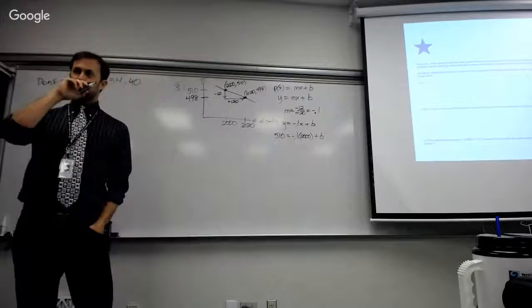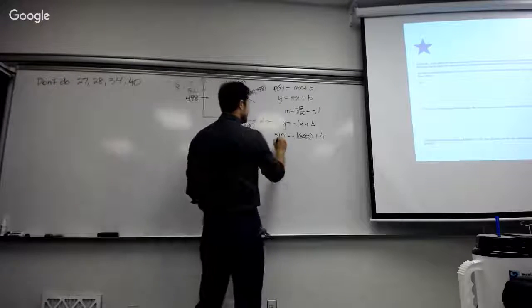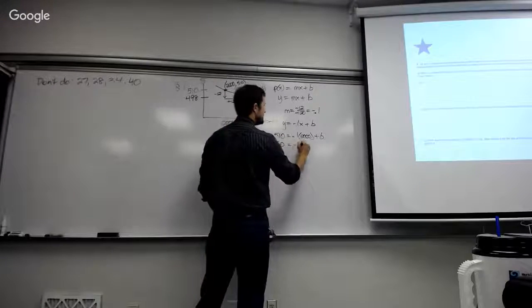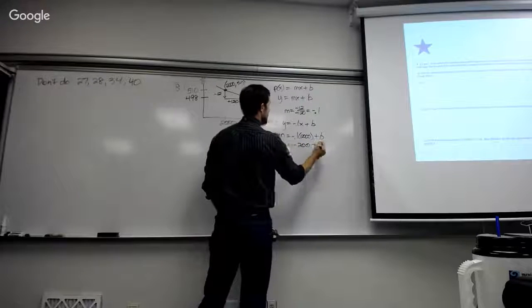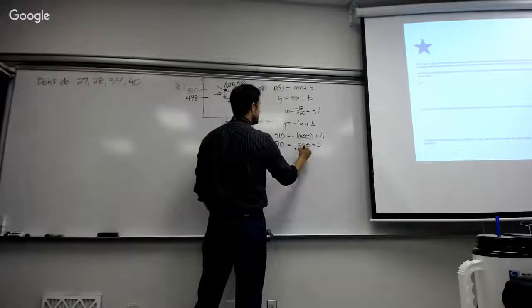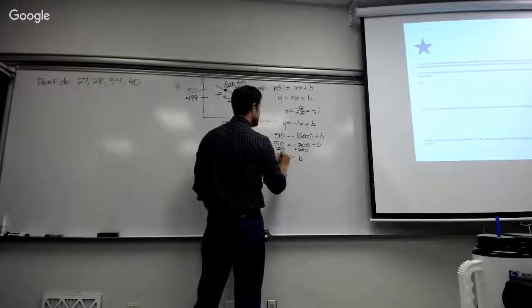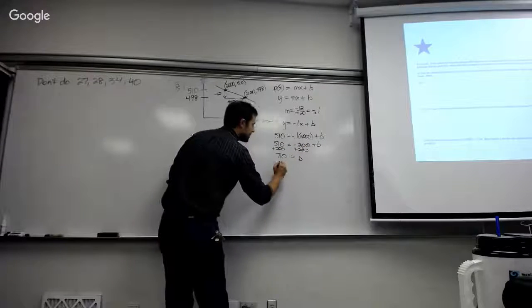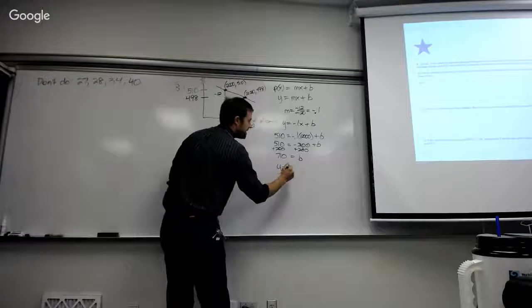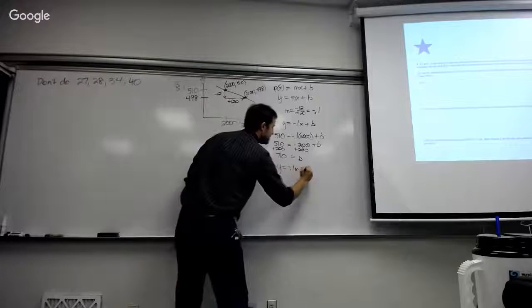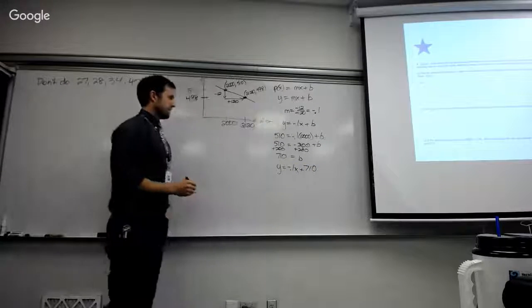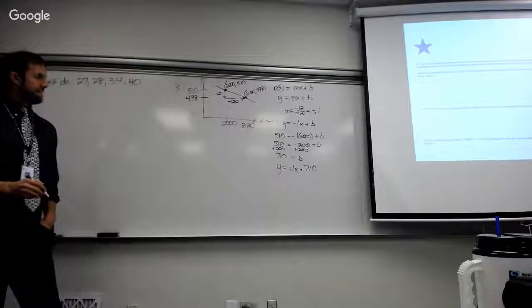And this is going to allow us to solve for b. So now we have 510 equals negative 200 plus b. And so you add the 200 over to the other side. And this tells us that b is equal to 710. And therefore, our whole equation is y equals negative 0.1x plus 710.